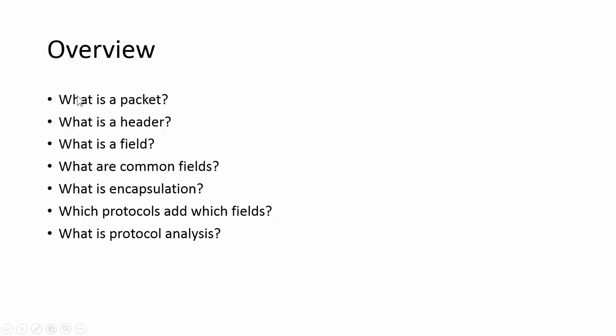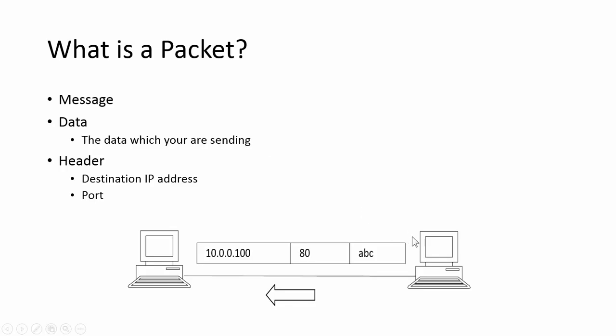So let's start out with what is a packet. A packet is a message which is sent from one computer to another computer. And a packet has two main components: the data which is being sent, in this example, ABC, and the header. What the header does is it specifies where the packet is going to. The header specifies the destination IP address, which is the computer that it's going to, and the port number, and the port number refers to the program that it is going to.